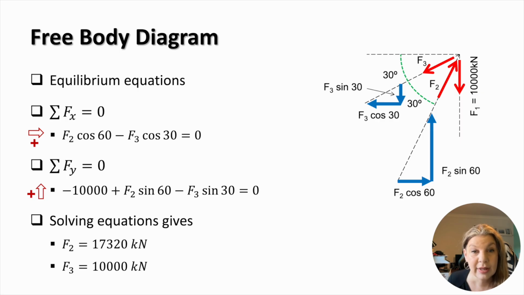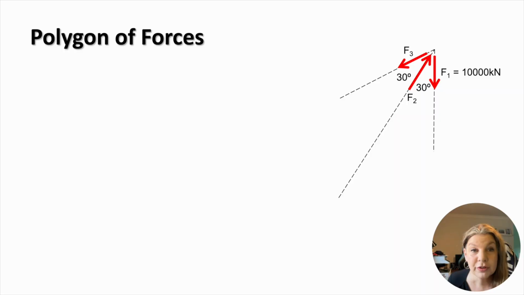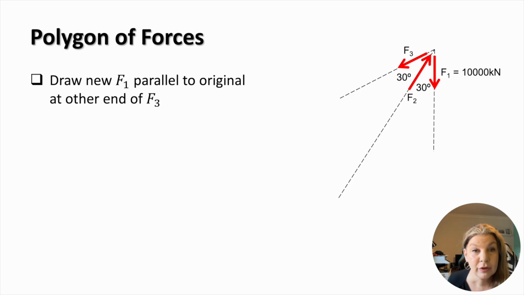Taking into account that F1 equals 10,000 kilonewtons, the two equilibrium equations give the following values of forces for F2 and F3. Forces F2 and F3 can also be found graphically using vector addition and building a force triangle. The force triangle is built using the heads to tail rule.